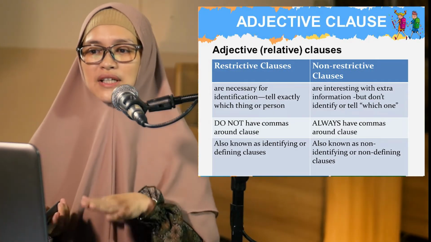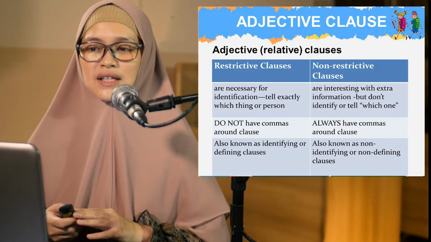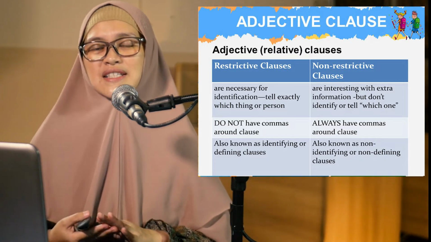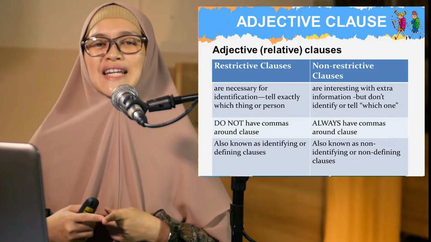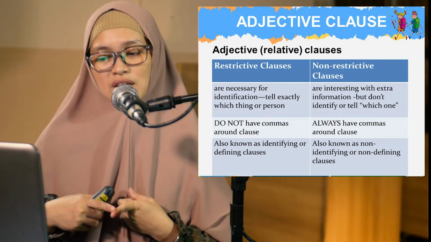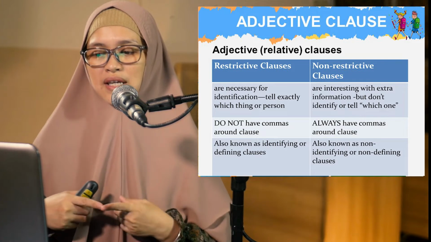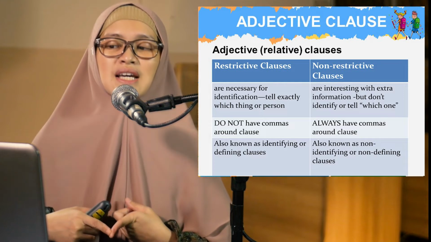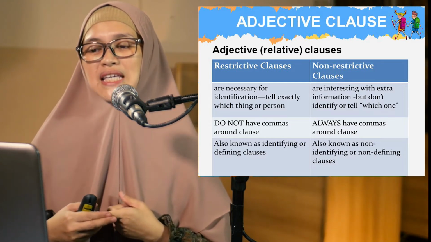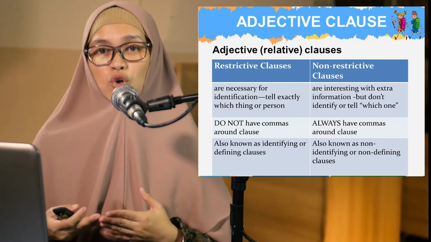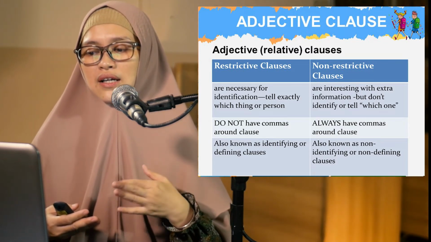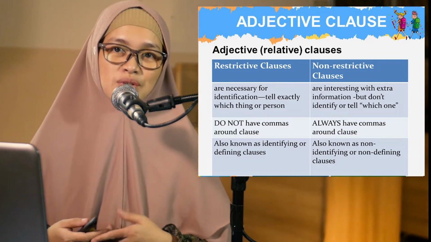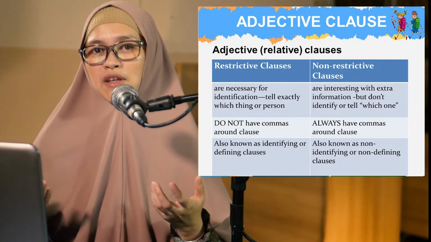Now, I would like to give you more detail about the types of adjective clause. Adjective clauses are divided into two types. The first one is defining relative clauses, or sometimes people say restrictive relative clauses. The second type is non-defining relative clauses, also known as non-restrictive relative clauses. Okay, what is the difference between them?